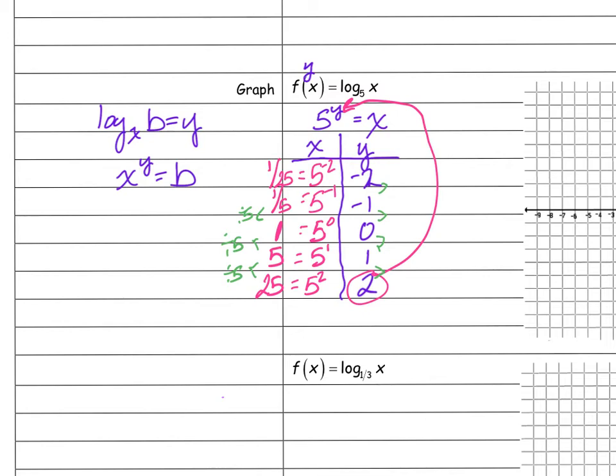I say, oh, it's a negative exponent. That means it's going to be a fraction. And then it's just 5 squared, which is 25. Or 5 to the first power, which is 5.